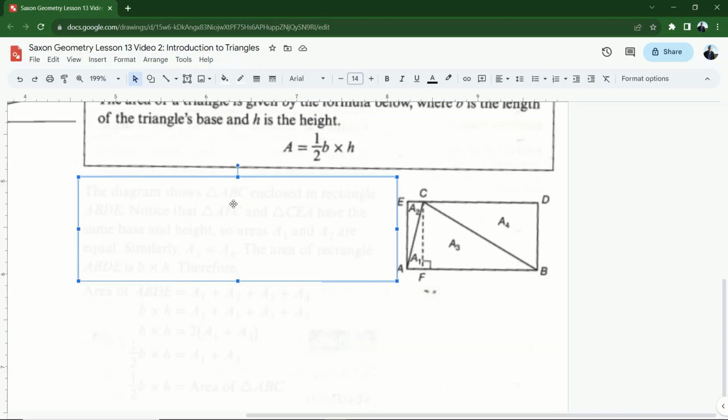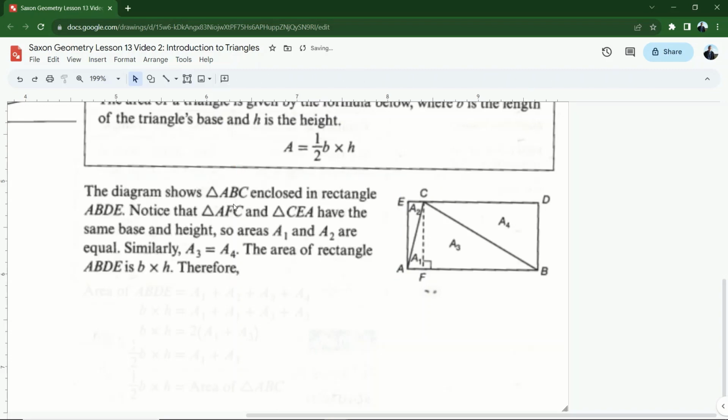Now, what is this triangle showing? Well, you see that I have a rectangle, ABDE, and inside I have triangle ABC. Notice scalene triangle, A here, B over here, and C up here. That's the main triangle that I'm trying to find the area of, okay? But also notice that I have little triangles inside.